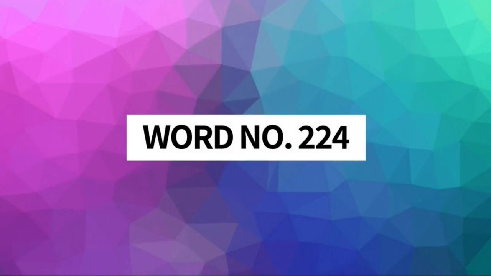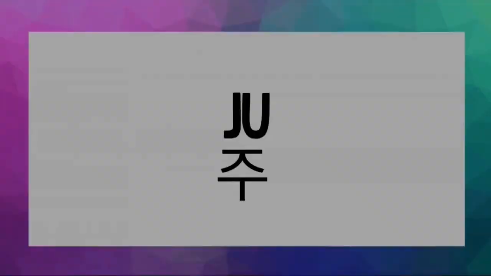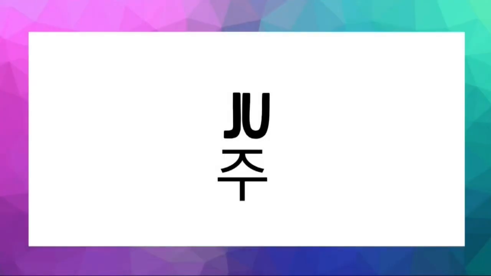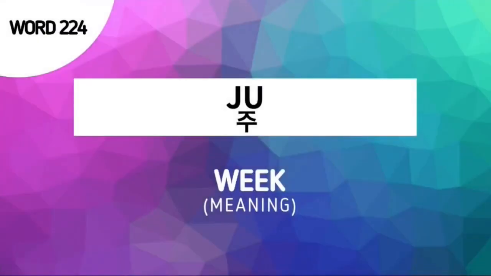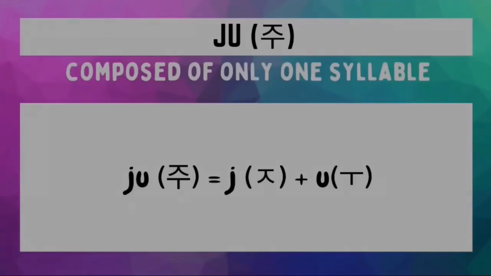Word number 224. 주. This is pronounced as just one syllable, which is 주. Again, it's 주. The Korean word 주 is simply the Korean term for week, as in one whole week with 7 days.